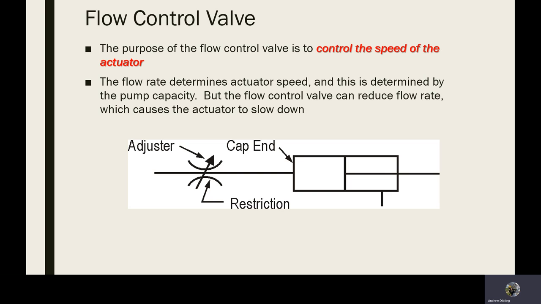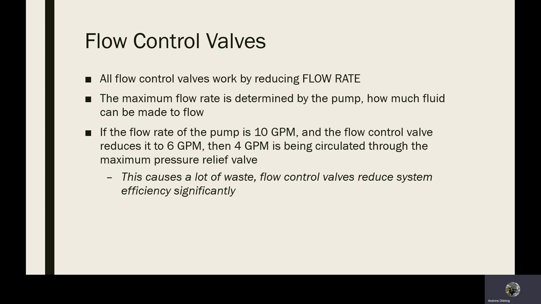There's different types of flow control valves that you can use, right? Flow control valves all work by reducing the flow rate, okay? You need a bigger pump, quite frankly, or you need an accumulator system in order to get more for less. But it's complicated, like in anything. It's much easier to just use a bigger capacity pump. The maximum flow rate is determined by the pump.